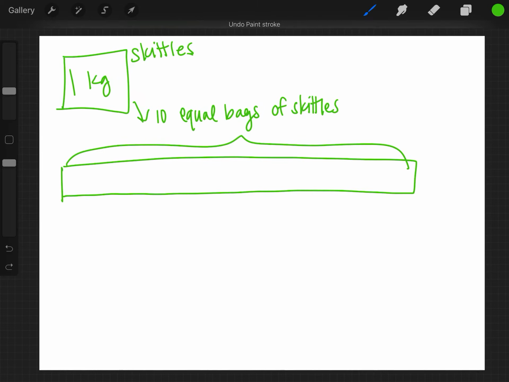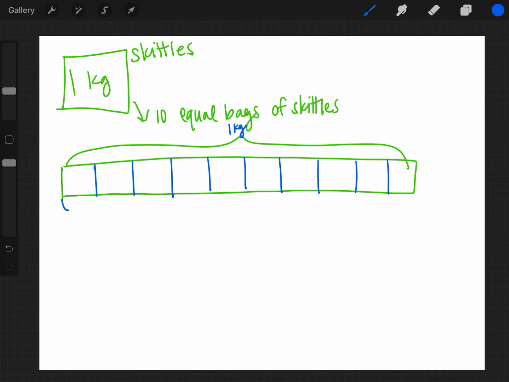Let's write that in a different color, actually. It's going to represent 1 kilogram. And I'm going to split it up into 10 pieces because that's what I ended up doing in my problem. 1, 2, 3, 4, 5, 6, 7, 8, 9, 10.